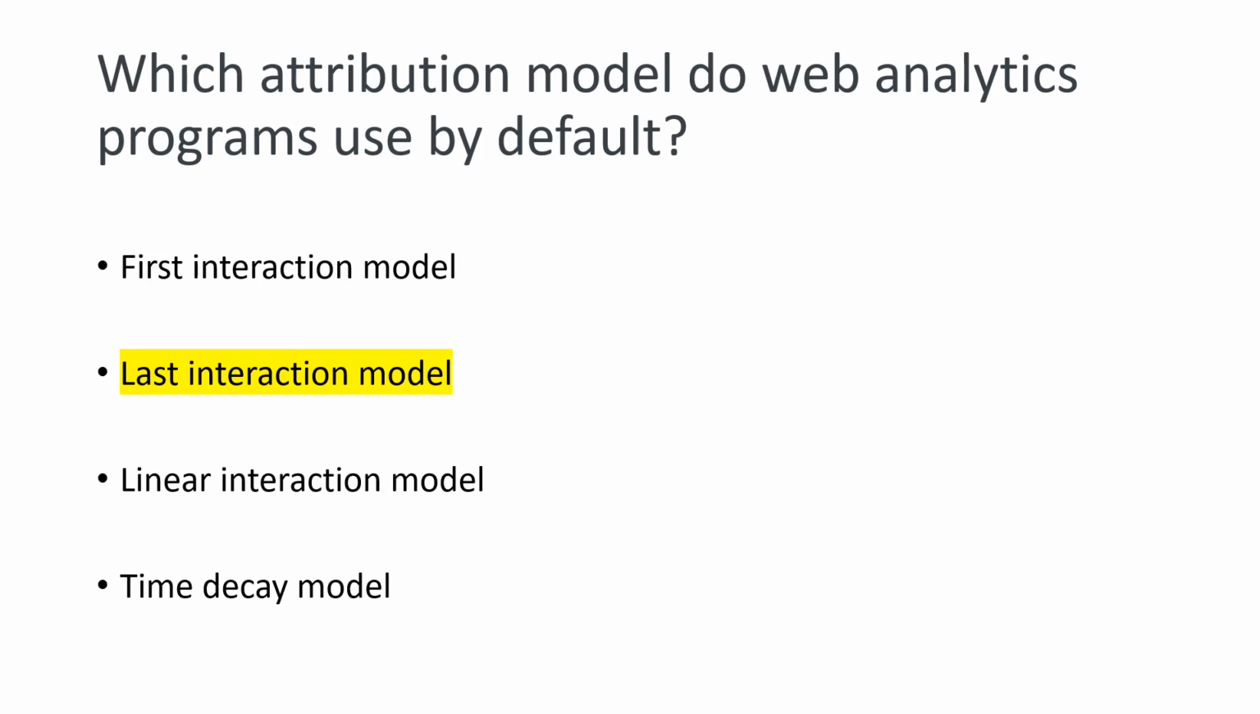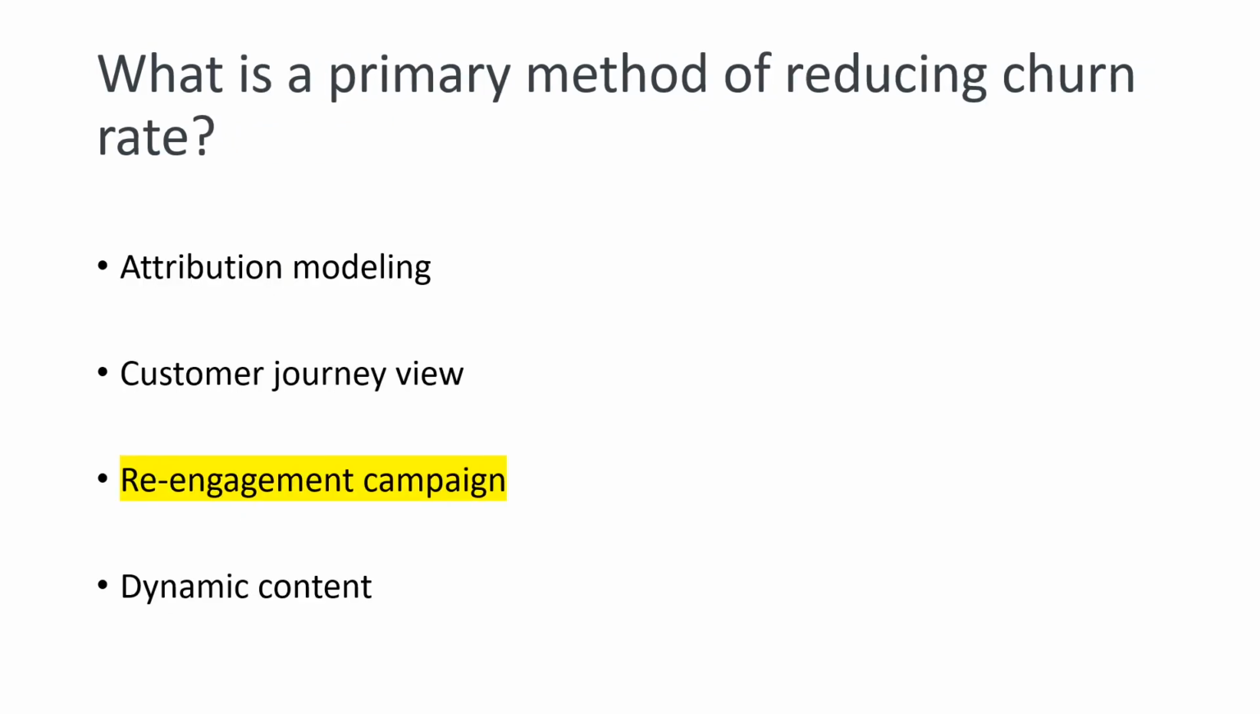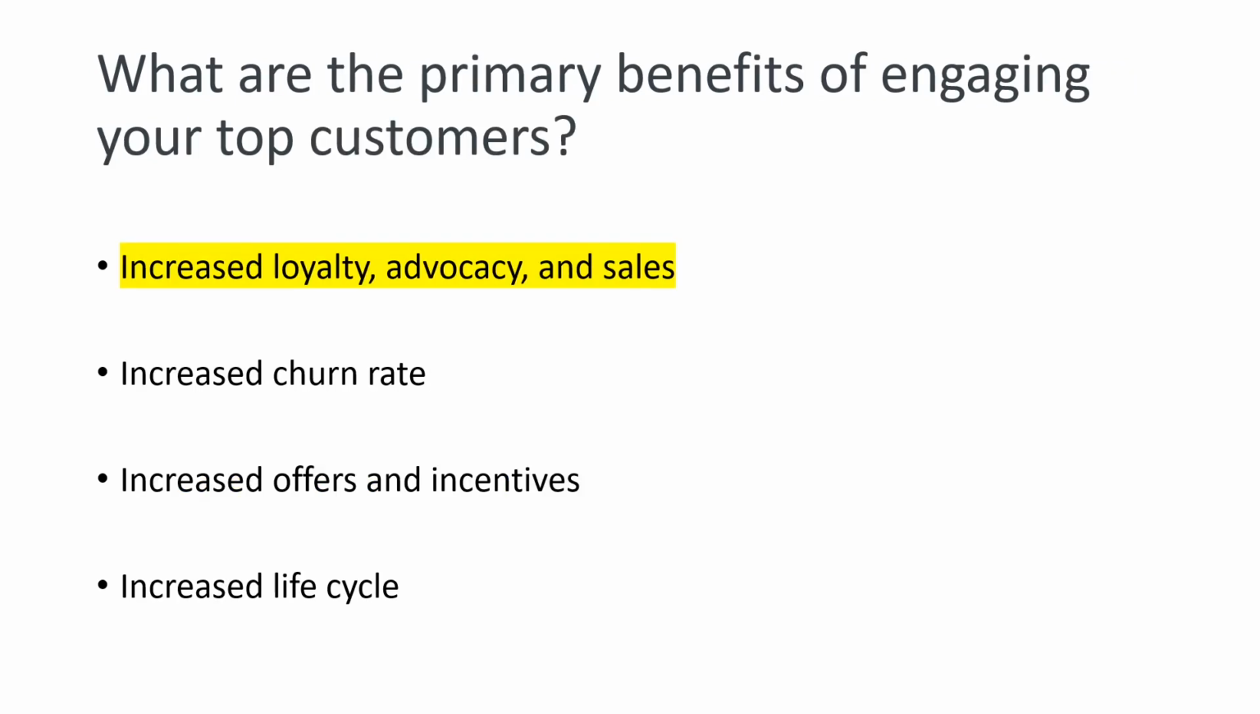227. Which attribution model do web analytics programs use by default? Last interaction model. 228. Which attribution model gives early channels more value? Position-based model. The position-based model gives higher weight to the initial touchpoint as it is considered most important for acquisition. 229. What is a primary method of reducing churn rate? Re-engagement campaign. 230. What are the primary benefits of engaging your top customers?